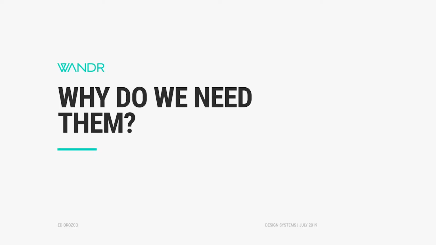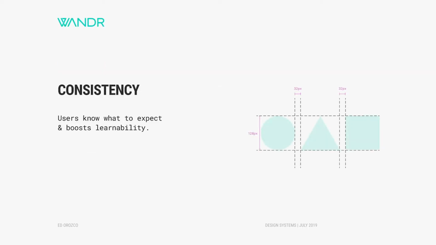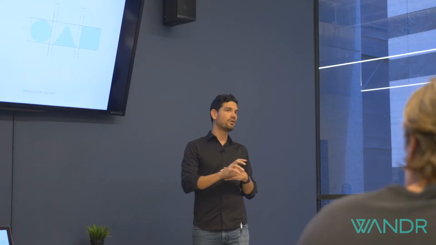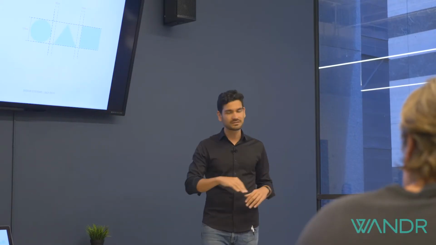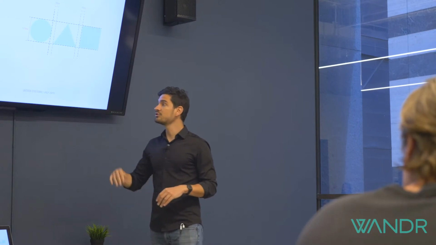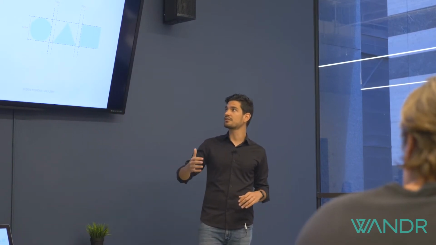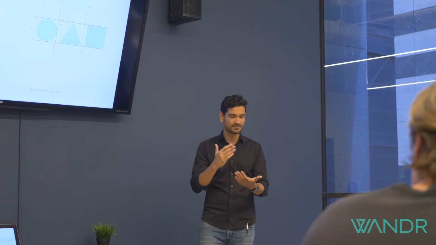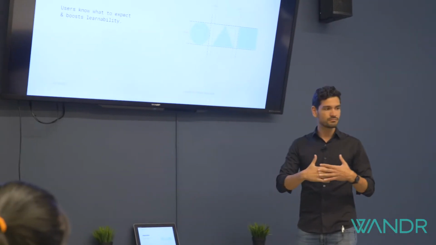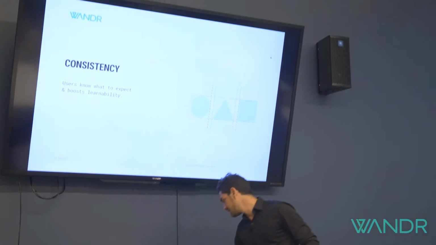So why do we need design systems? First of all, consistency. When you use the same component over and over again, you're minimizing the risk of having a button looking different across many devices, or even across many screens of the same product. So using reusable components is going to help you to always maintain that consistency in look and feel across all of the iterations of your product.